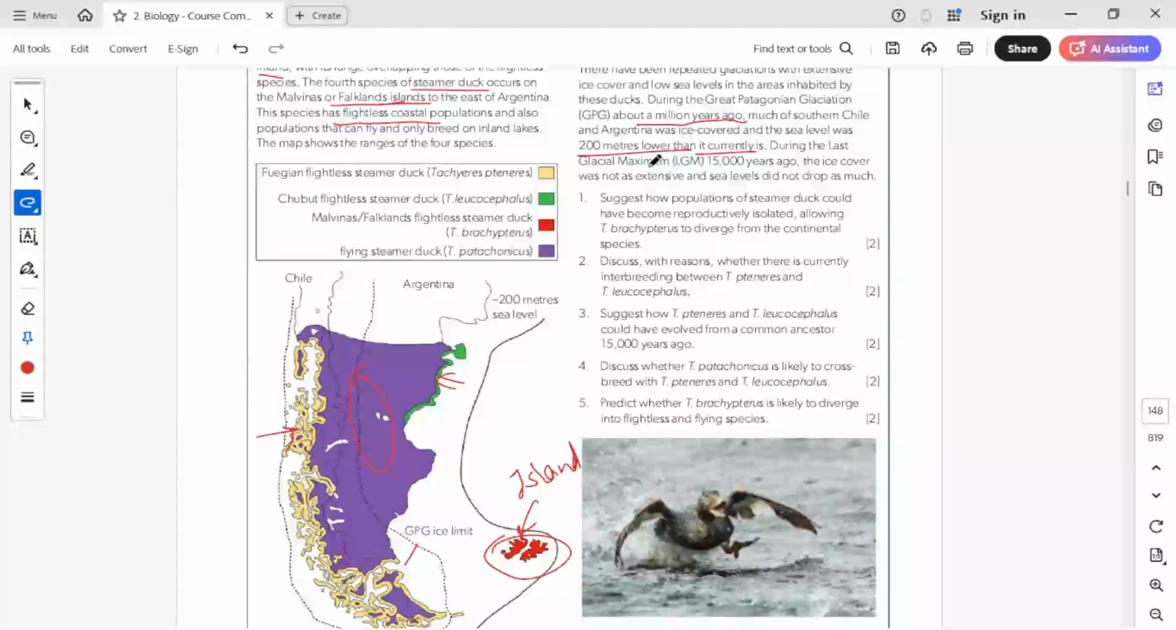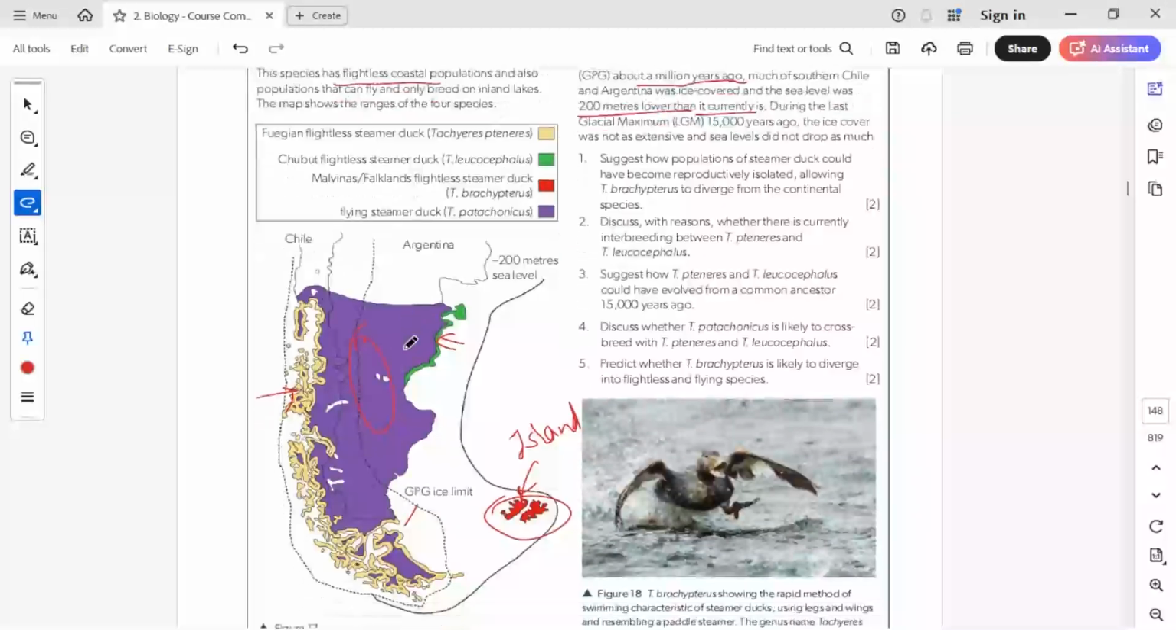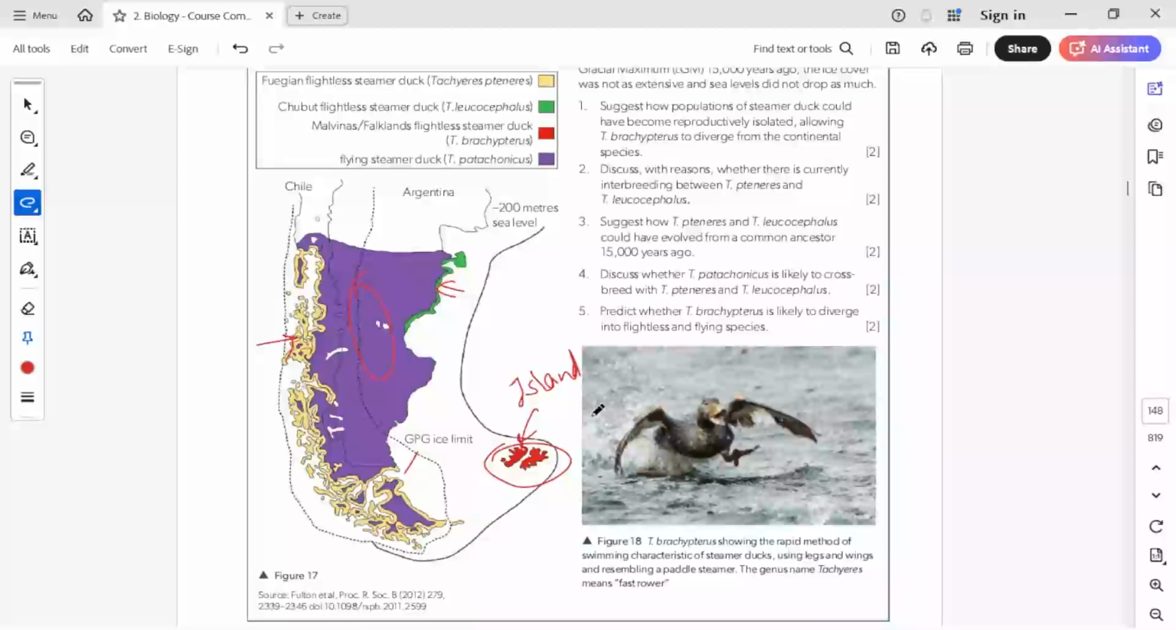During the last glacial maximum 15,000 years ago, the ice cover was not as extensive and the sea levels did not drop much. Sea levels did not drop, but glaciation stopped here, and probably a little bit of water is also present, because of which the purple colored flying variety developed over here.